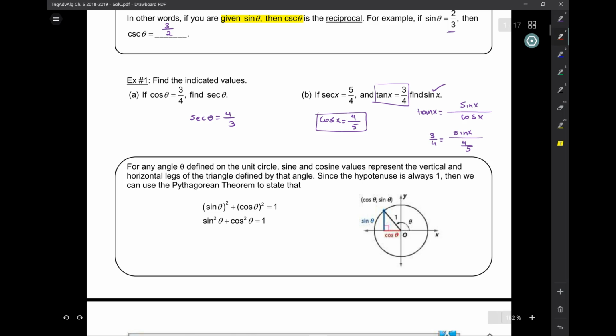Wait, wouldn't sine just be 3? Yeah. Okay, it would be 3 over 5. So we're going to multiply by 4 over 5. Those go away. So sine of x is 3 over 5.